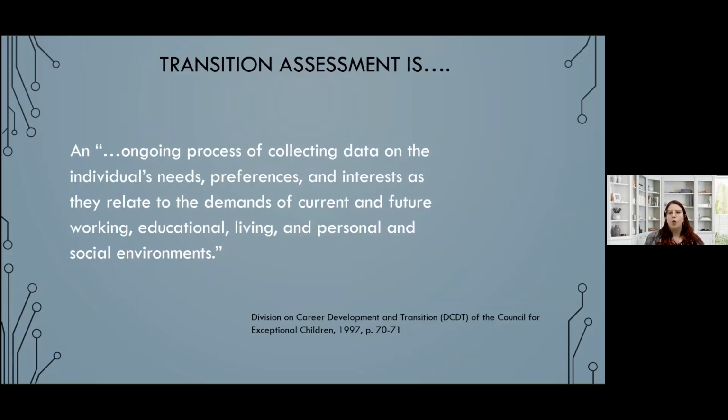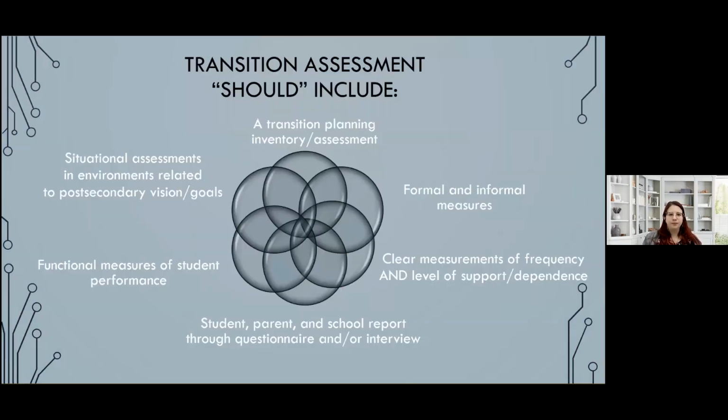It's not just where are they going to college, or what kind of job can they do once they're out of public schools. So what should transition assessment include? Ideally, it's going to have a transition planning inventory, so something that gets all of the areas of transition. It's both formal and informal measures. It needs to say what support is needed. Is somebody able to do this completely independently? Do they need one-on-one support, or something in between? And ideally, we are also going to get situational assessments. How are they actually using the skills?